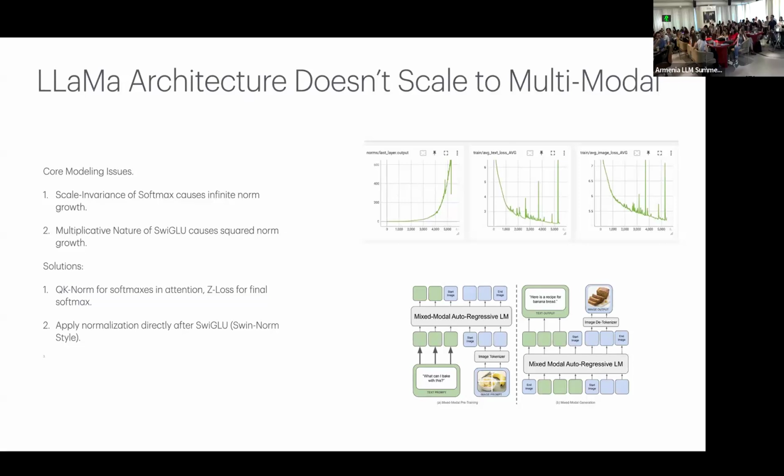My question is about that scale invariance problem of softmax, and I wonder what kind of problem it is that we don't have in simple language models, and that comes in multimodality.